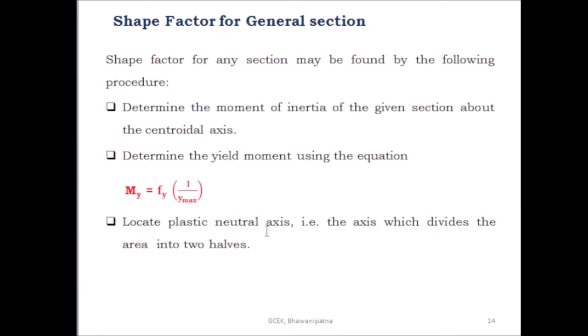Then locate the plastic neutral axis, that is the axis which divides the area into two equal halves. So in the case of plastic analysis, the plastic neutral axis divides the area into two equal halves. First you locate the plastic neutral axis by taking the area into two equal halves.